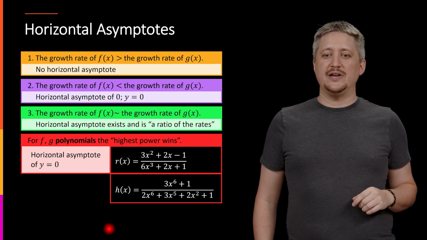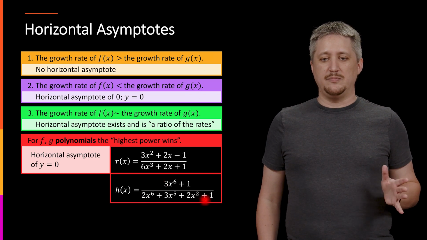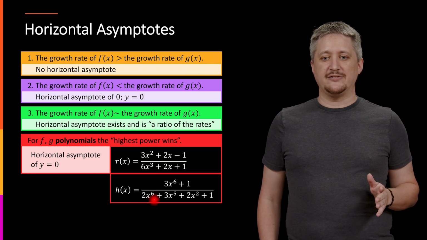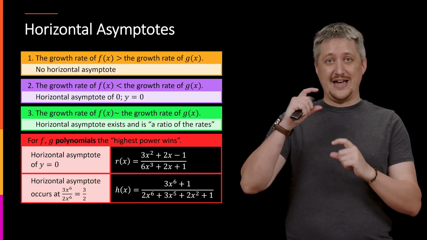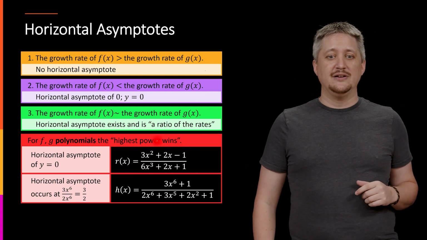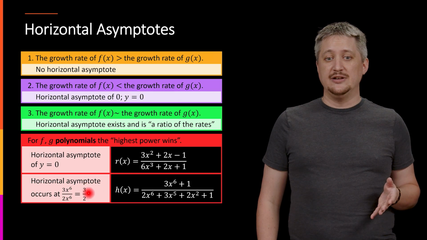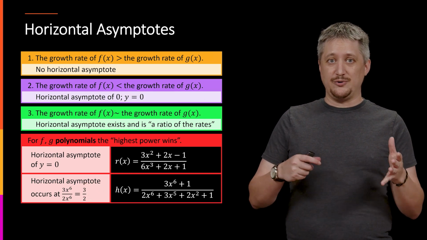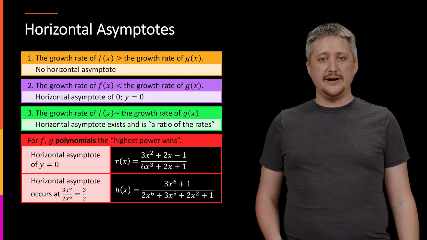So in the top, we have 3x to the 6th plus 1. The leading term is this 3x to the 6th. The bottom has a bunch of terms, but the leading term, the highest degree, is this 2x to the 6th. These are both the same degree, so you get a horizontal asymptote that occurs at that ratio, meaning it would be something like 3x to the 6th over 2x to the 6th, which is just 3 halves. So this would have a horizontal asymptote of y equals 3 halves. Okay?